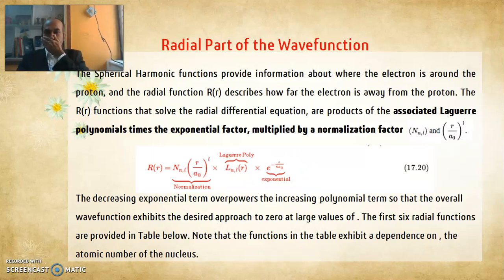And next is the radial part of the wave function.